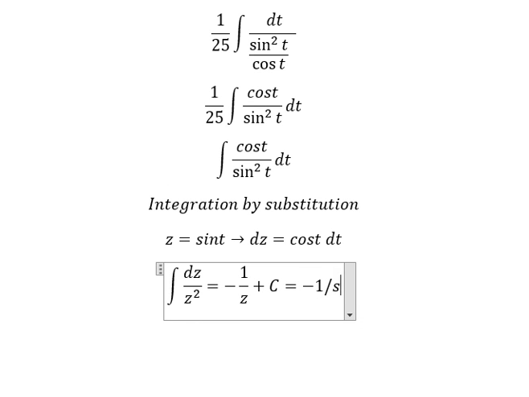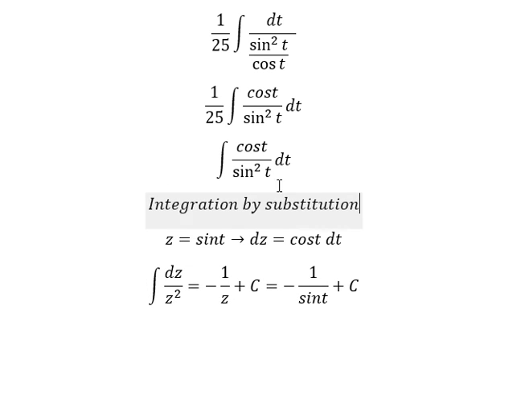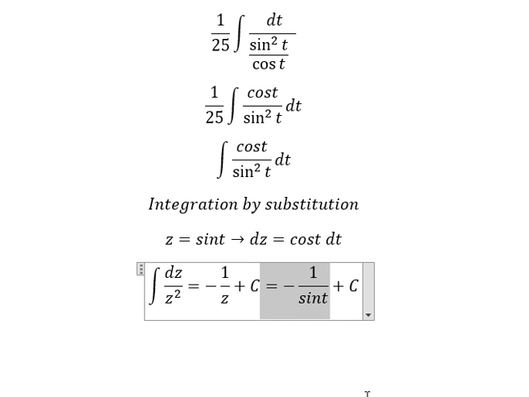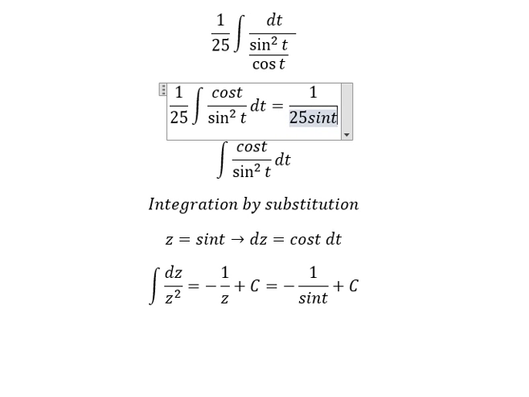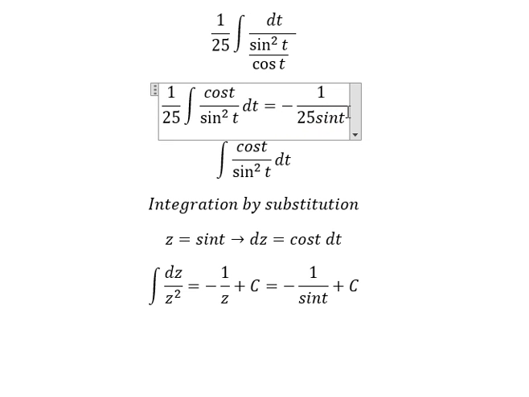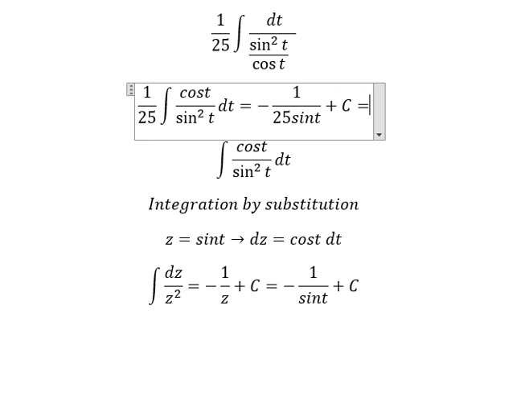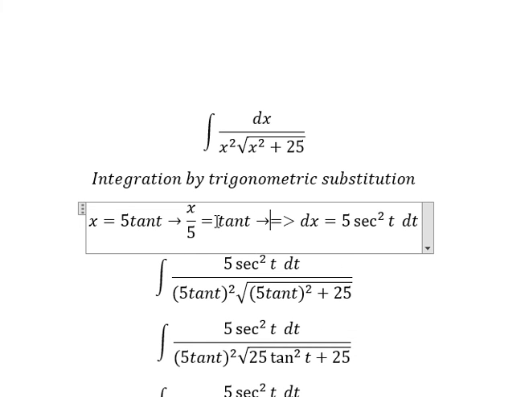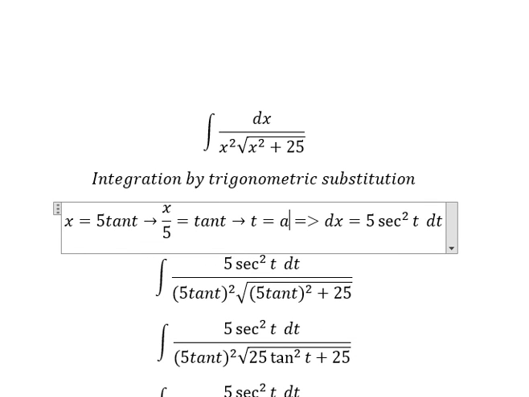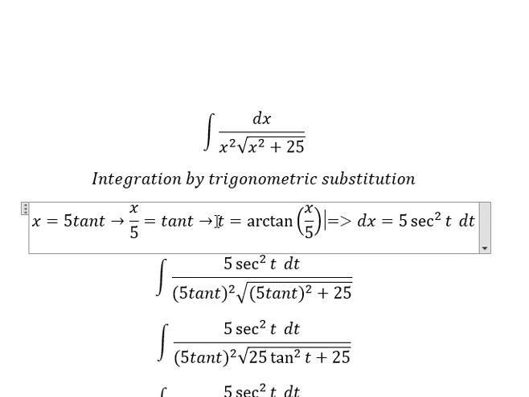z is sine t, and we put c in here. So that means this one equals this one. About t, that is this one. So we need to divide both sides by number 5. And we get t equals arctan of s over 5. So I will put this one to change for t.